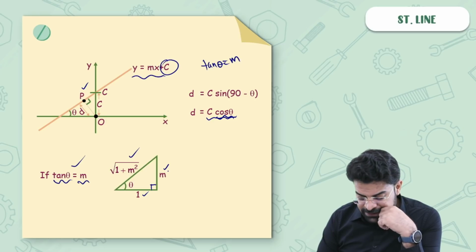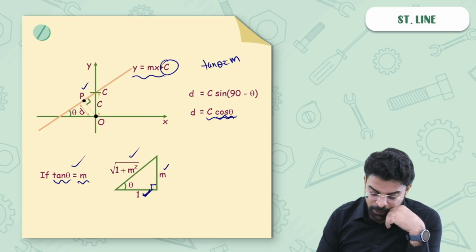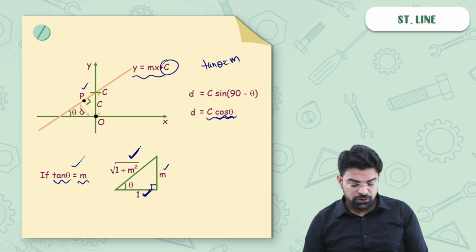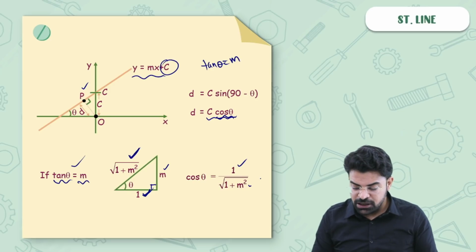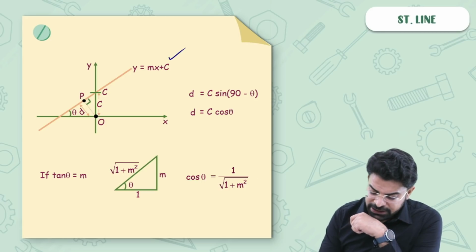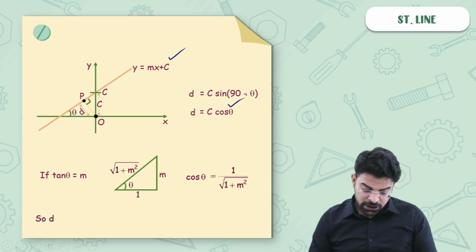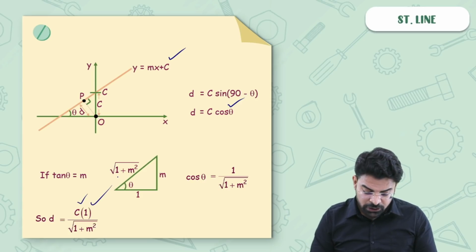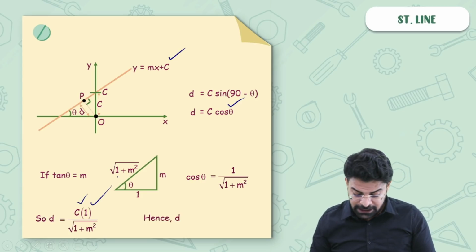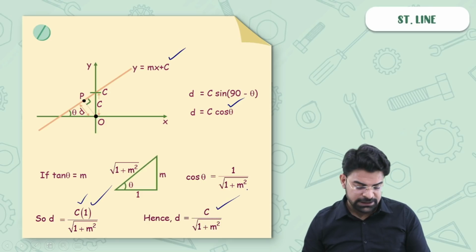If tan theta is m, what will be the value of cos theta? The cos theta has to be base upon hypotenuse. So if tan theta equals m, then the value of cos theta is 1 upon under root of 1 plus m square. Now, since you know C and you know cos theta, you know the value of D. So D equals C into cos theta, which is 1 upon under root of 1 plus m square. Hence, D is nothing but C upon under root of 1 plus m square.